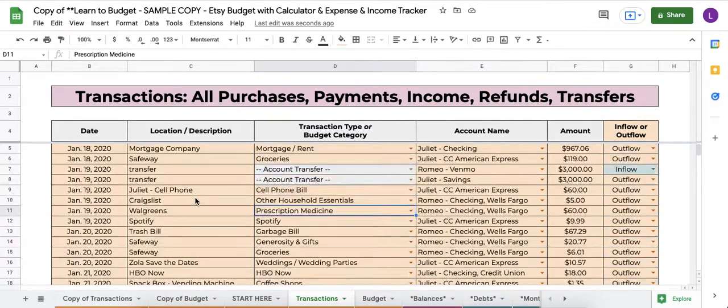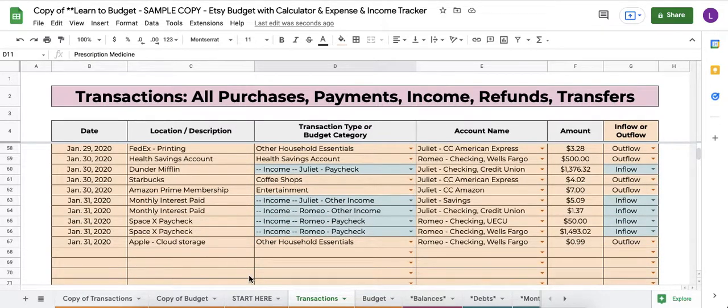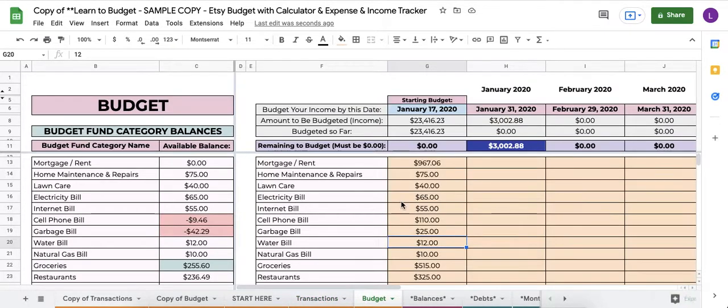Okay? So it's already January 31st, like I said. So we're going to go to the budget sheet and see what is going on over here. There's a few things that are happening here. Let's start on the left-hand side.